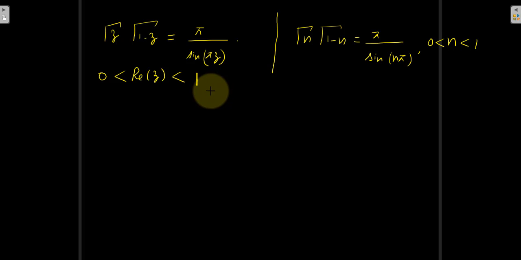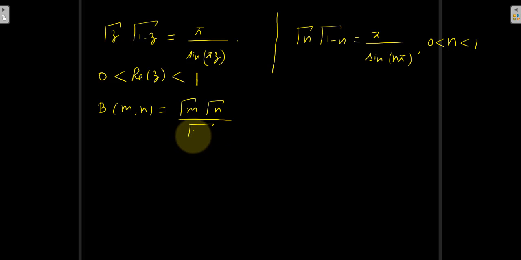So in order to prove this, we use the beta function, and we have seen that beta m n, where m and n both are positive real numbers, is gamma m gamma n divided by gamma m plus n. In the same way as we have generalized the gamma function to the complex domain, we can do it with the beta function also.